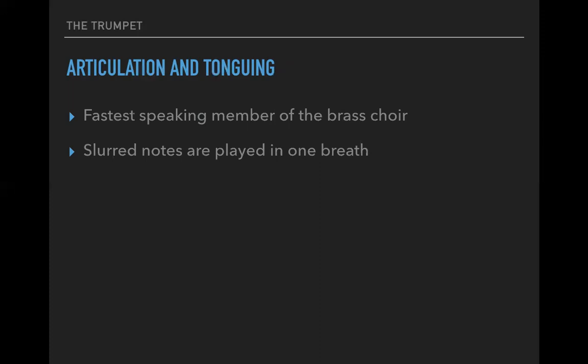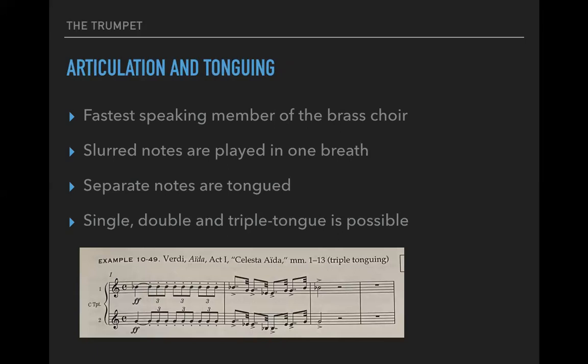Slurred notes are played in one breath. Separate notes are tongued. Single, double, and triple tongue is possible. Ta ta ta ta ta, for example, or ta ta ta ta ta ta ta. All right. So much like the flute that we've already studied, all of these tonguings are possible. Single, double, and triple. Okay, you can all practice that at home. If you can perform it, then they can perform it.